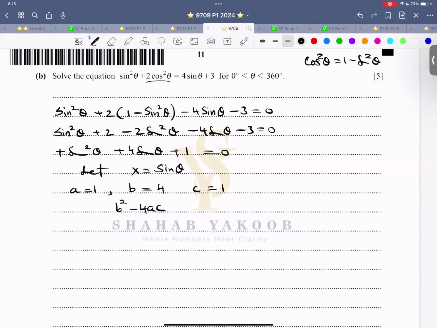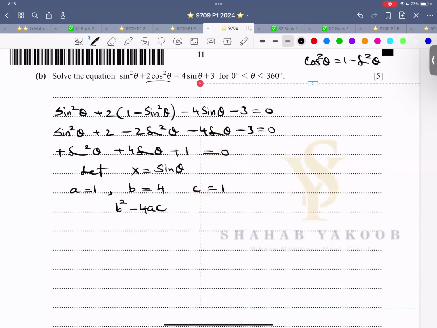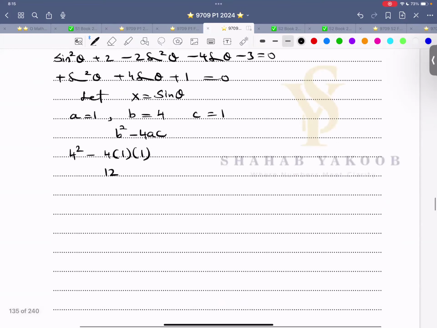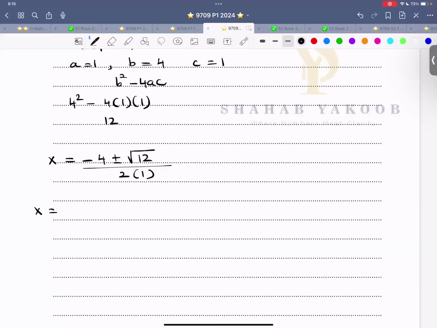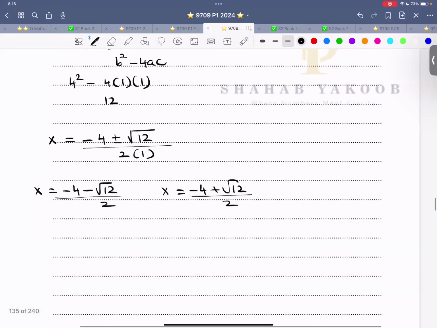Evaluate b squared minus 4ac first. So let me write 4 squared minus 4 into 1, which comes out to be 16 minus 4, which is 12. So therefore, x is equal to minus b plus or minus the square root of 12 divided by 2 times 1. So x is equal to (minus 4 minus root 12) divided by 2, and x is equal to (minus 4 plus root 12) divided by 2.